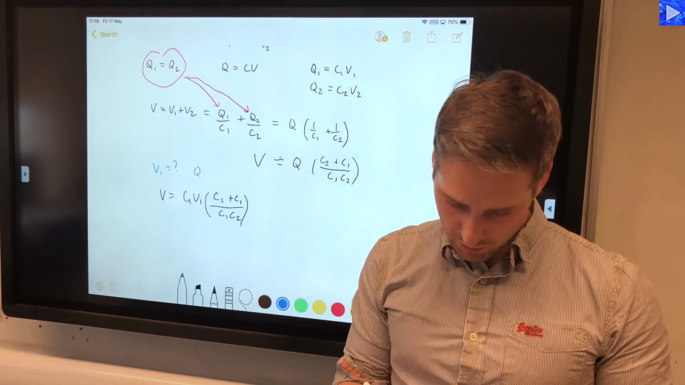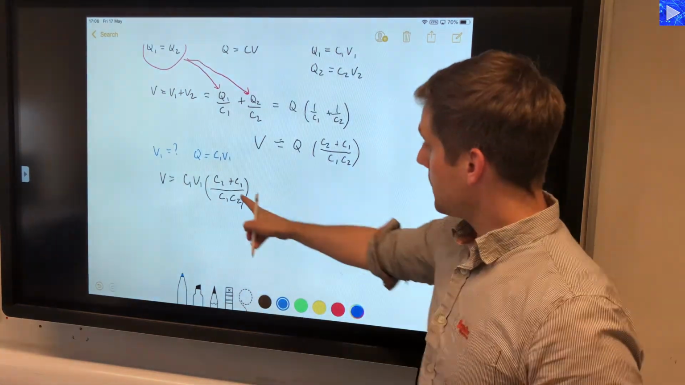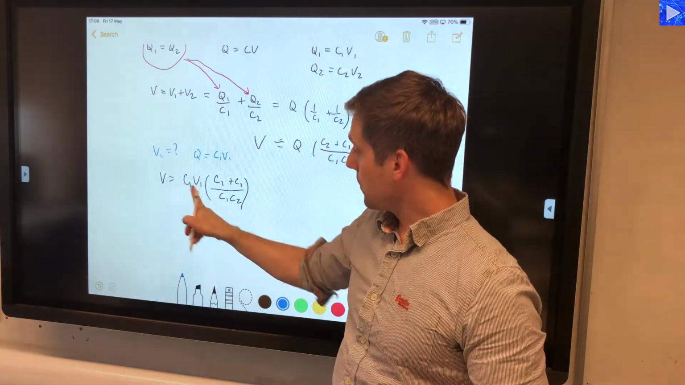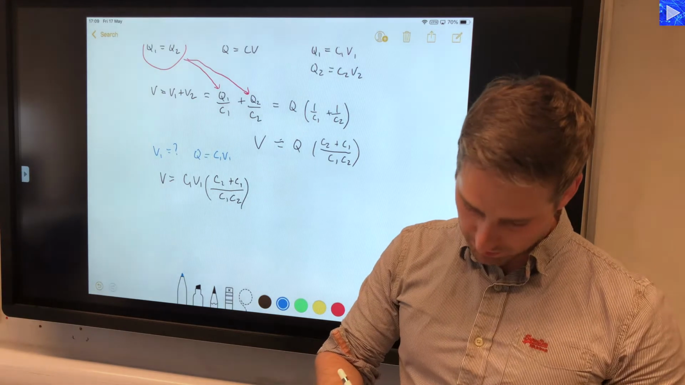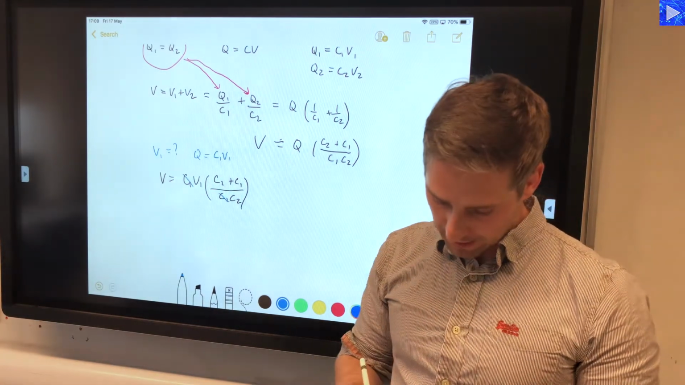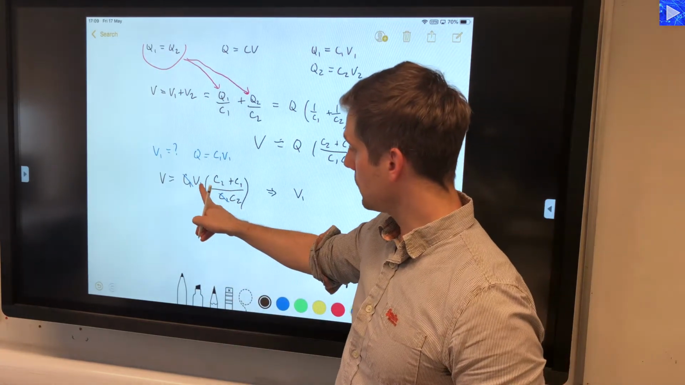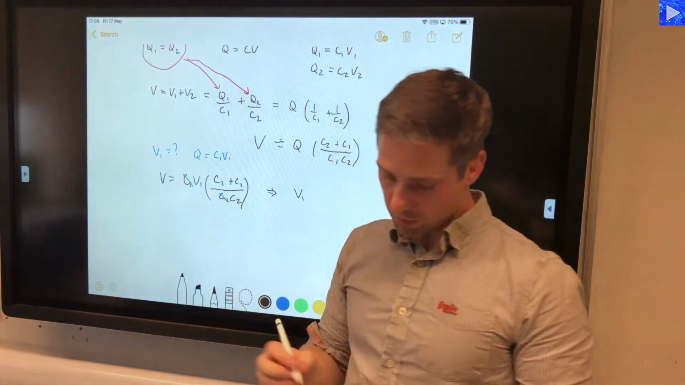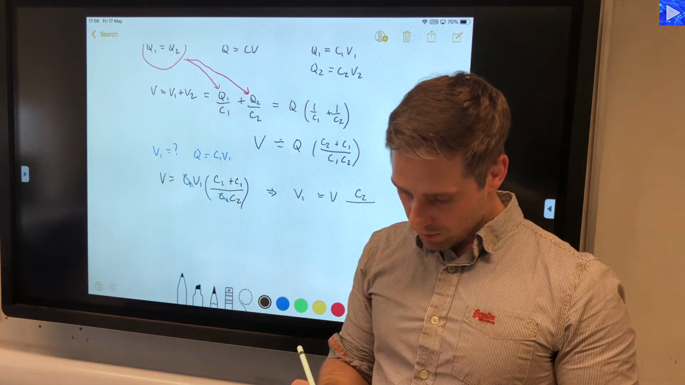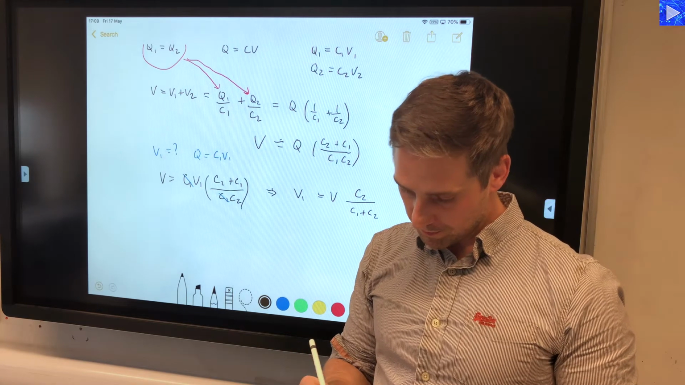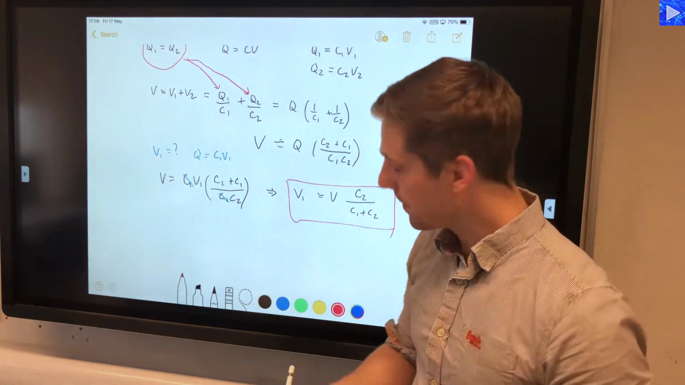Then Q equals C1 V1. And you can see in this expression that C1 is going to cancel with the C1 down there, so we can cancel those out. And then we have an expression that we can rearrange for V1. So V1 is going to be equal to the reciprocal of this multiplied by V. So V times C2 over C1 plus C2. And that's our expression there for V1.